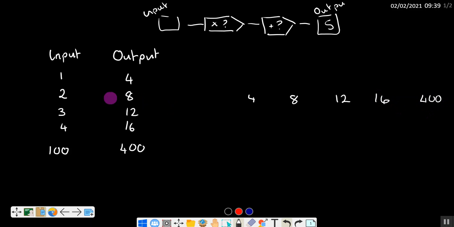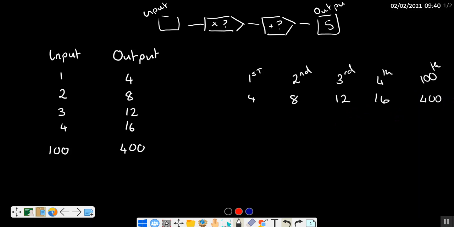4, 8, 12, 16, and then 400. The 1 means the first term. The 2 means the second term. 3 for third, 4 for fourth, and 100 for the 100th term. So we've made it now, it's exactly the same thing, but we've made it into a list like you're used to seeing. All right. Now what we have to try and do is figure out what the pattern is, and then figure out a rule that would help me find any term I like.